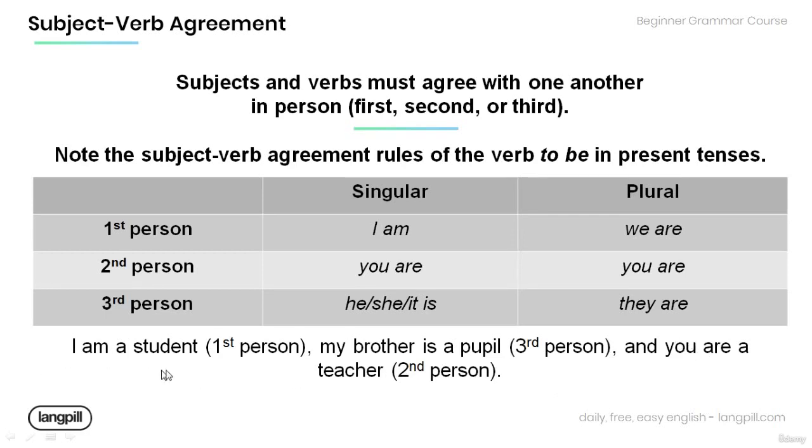I am a student. First person. My brother is a pupil. Third person, brother. And you are a teacher. Second person, you are.